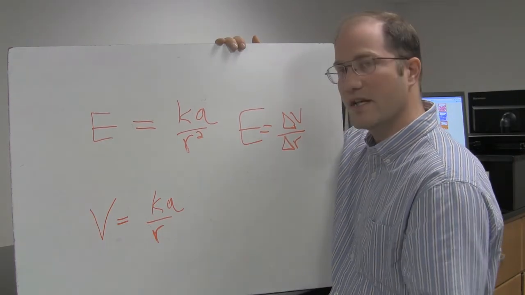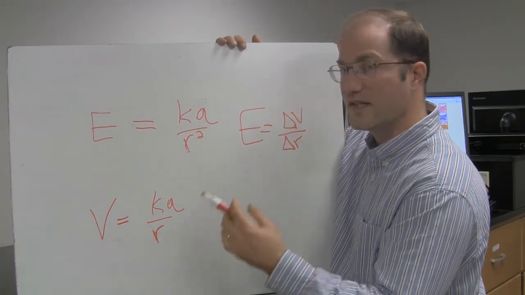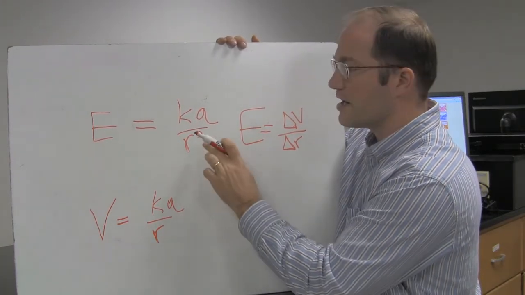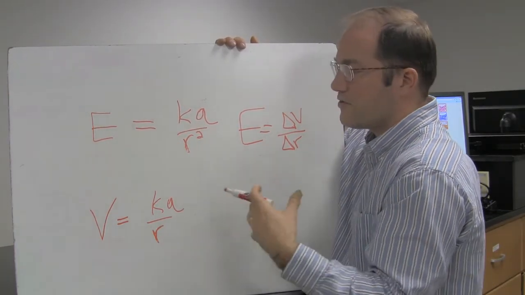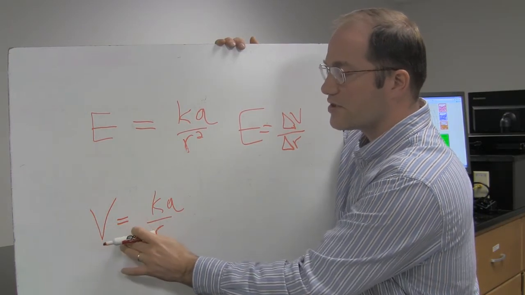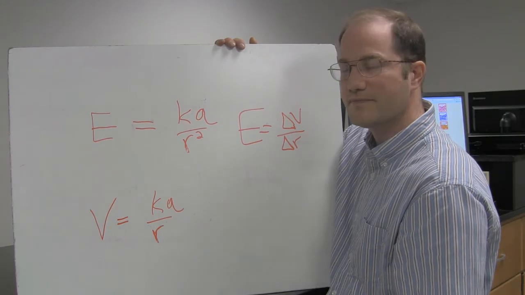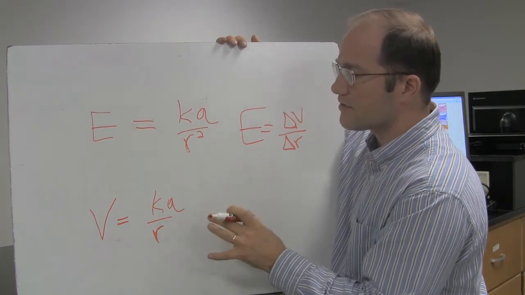And so if you were to predict the distance dependency of the electric field, you would say it varies with the inverse square of the distance. If you were to predict the distance dependence of the voltage, you would say that it varies with the inverse of the distance. One more thing about electric field and voltage.